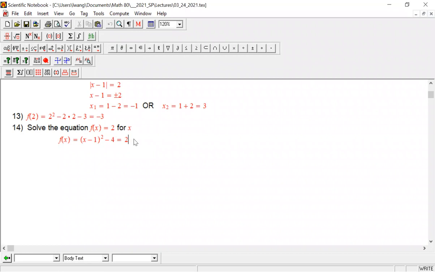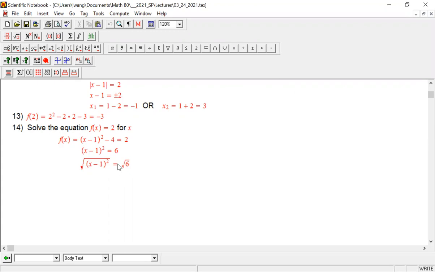Okay, we have this equal to 2. And then what do you get? We will have (x minus 1) squared equal to 6, because we add 4 on both sides. And then we take the square root.